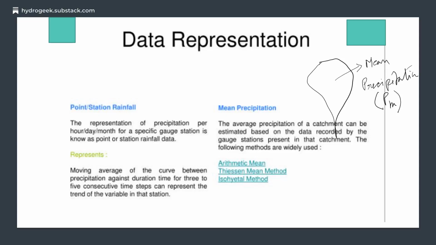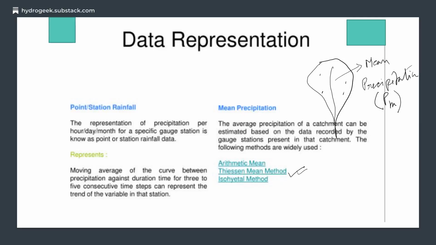And you have in total n number of rain gauge stations which measure the rainfall at that station. Now, how to find the mean precipitation? There are three methods for it. One is the arithmetic mean method, one is the Thiessen mean method, another one is the isohyetal method. In this presentation, I will discuss the Thiessen mean method.